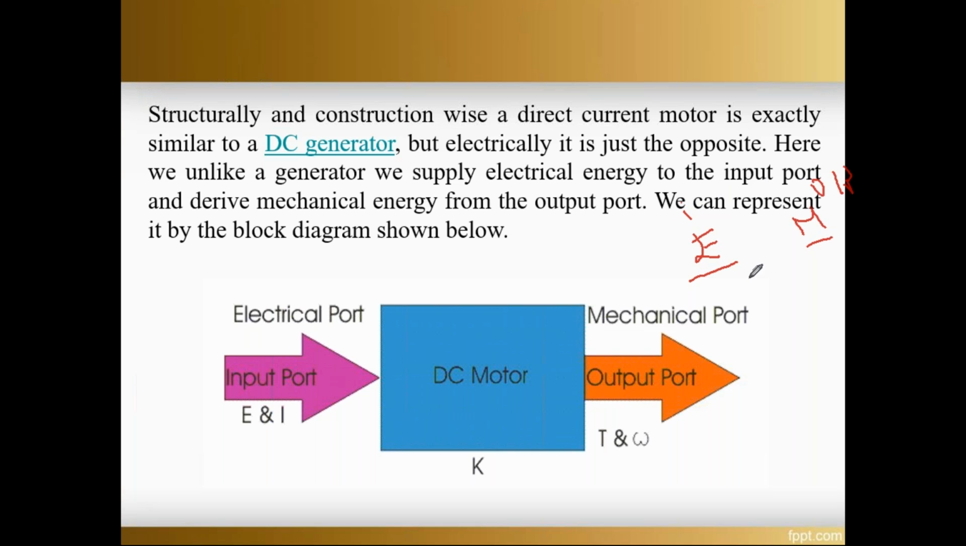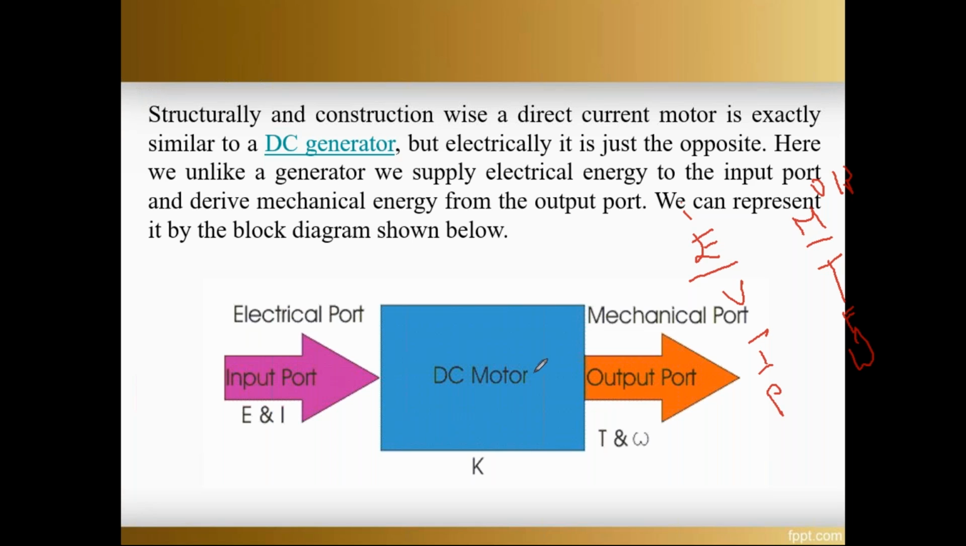Let me see what electrical parameters are involved in the motor: voltage, current, and power. Next, in the case of mechanical output, the parameters are torque, force, and angular velocity. So these are the different parameters we can observe in the electrical part and the mechanical part.